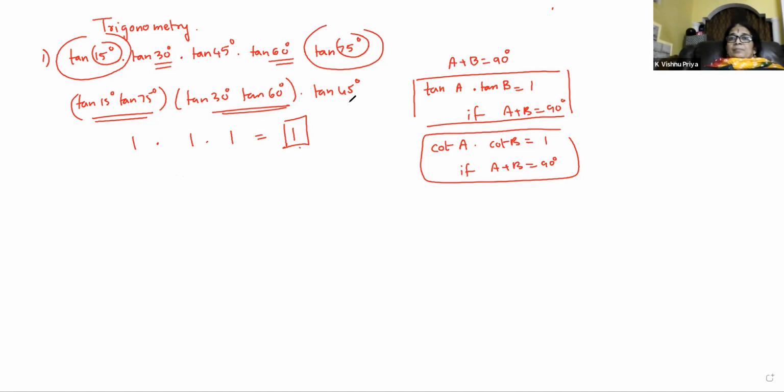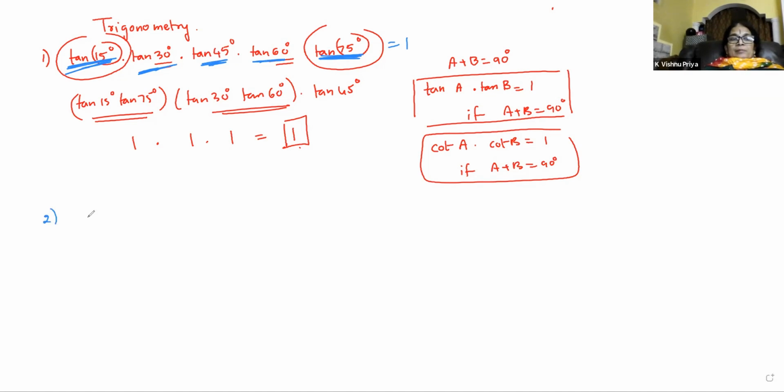If in the exam I attempt this question, what I will do, in short, is make tan 15, tan 75 as 1, and tan 30, tan 60 as 1. So 1 into 1 is 1. Tan 45 is 1. So 3 ones I'm multiplying, the answer is 1. See how fast I did it. You can do it in the same way.